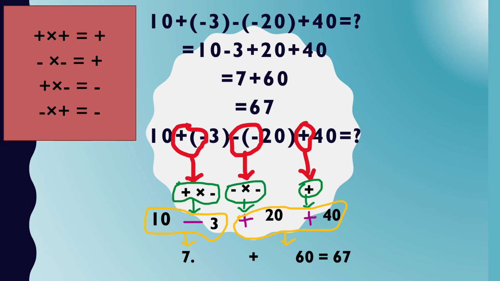So the main idea is, when you multiply the same sign, the answer is always plus. It doesn't matter, it is the same sign, plus plus, minus minus, it is always going to be plus. And the second one, when you multiply different signs together, the answer is always minus.